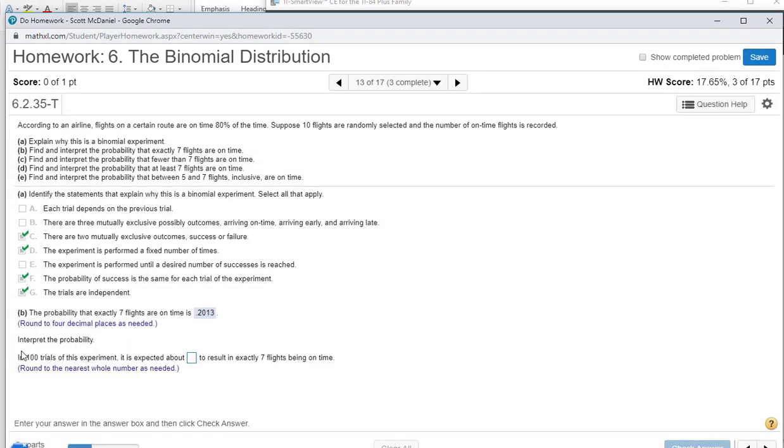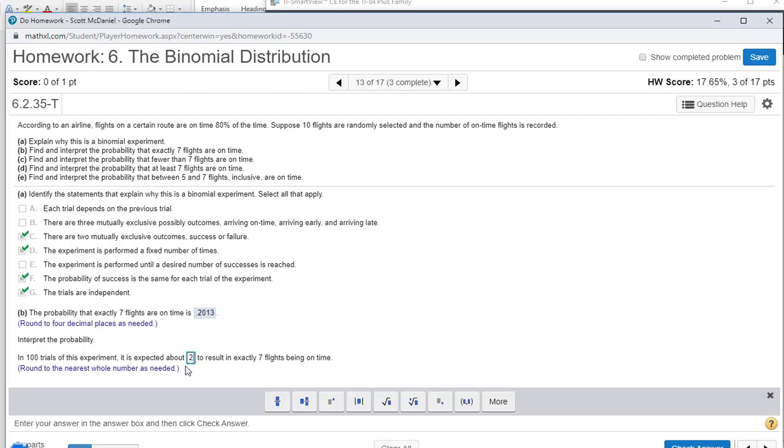Now let's interpret this probability. In 100 trials of this experiment, about how many are expected to result in exactly 7 flights being on time? We just take that probability and multiply it by 100. That shifts the decimal point over 2 places and we get about 20, rounded to the nearest whole number. We got that by saying 0.2013 times 100.